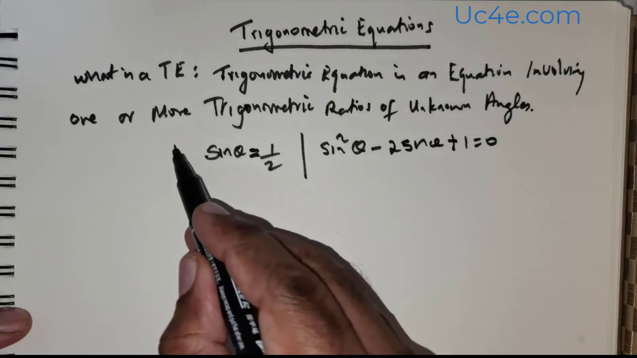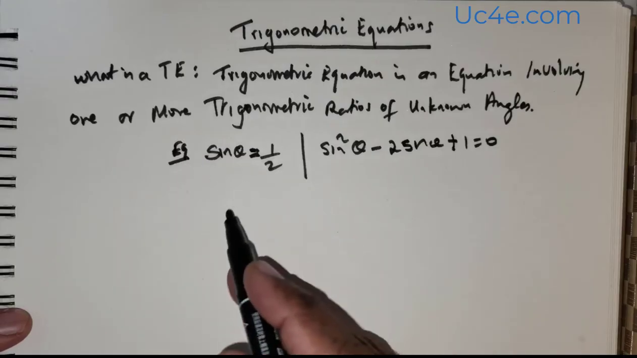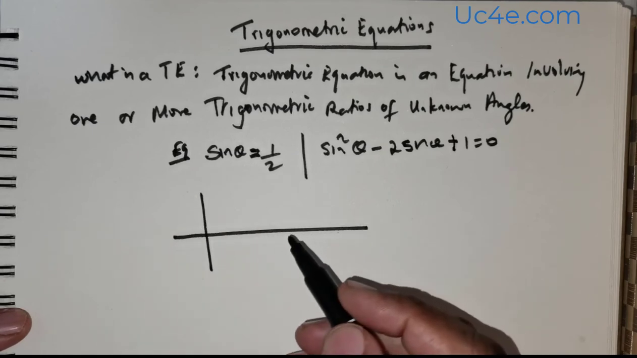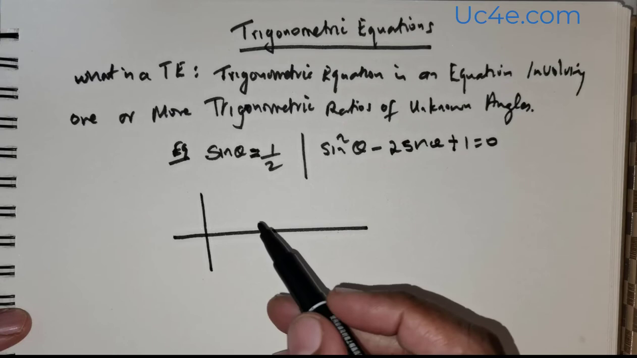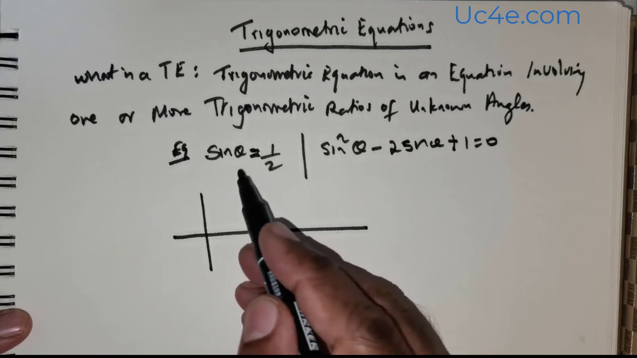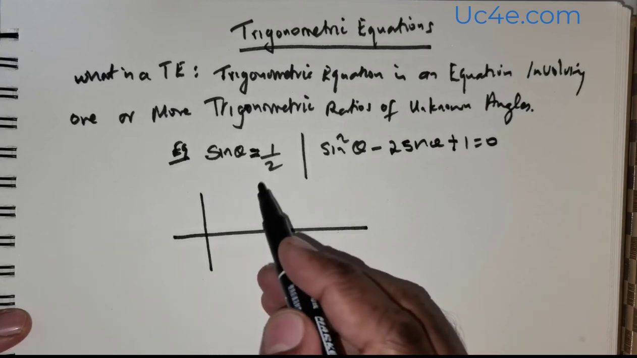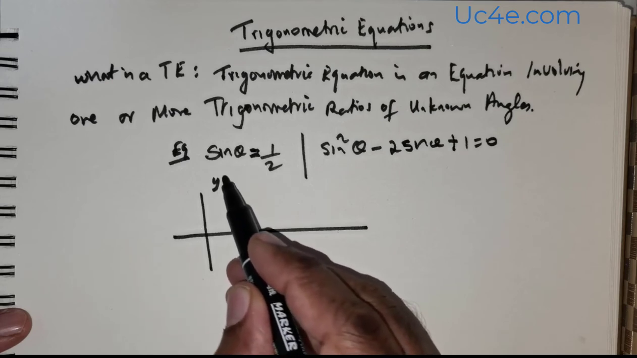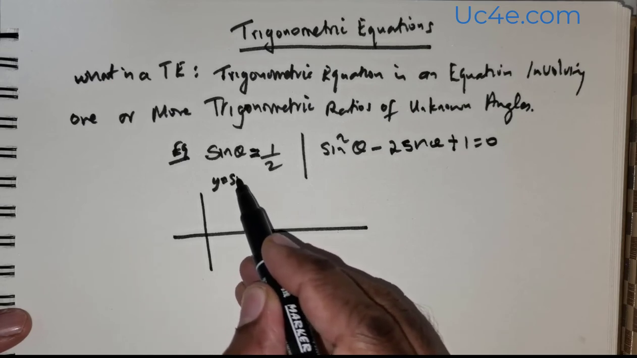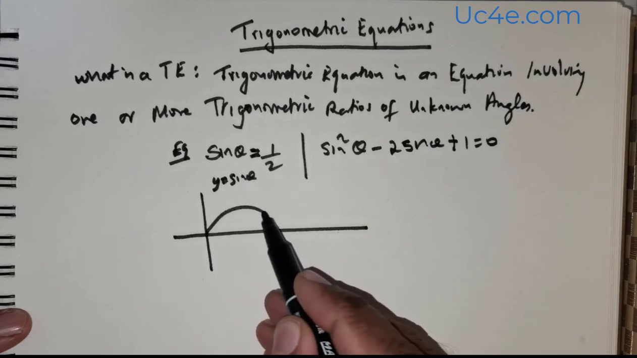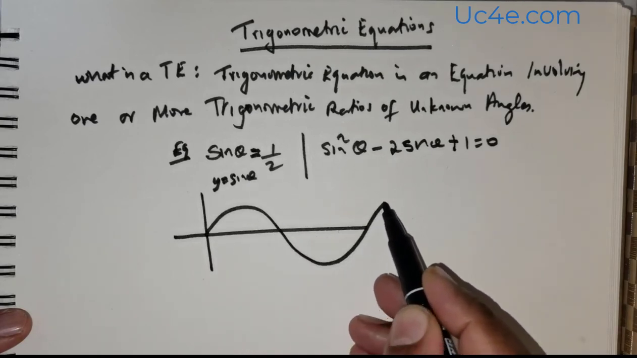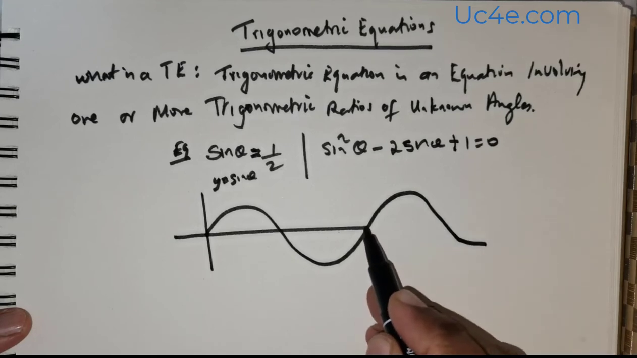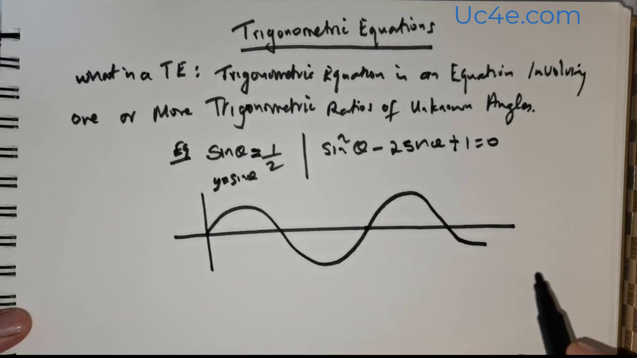I would like to take this to be an example. Sin theta is equal to 1 over 2. If we were to draw the graph of sin theta equal to 1 over 2, there are two parts here. One is the left hand side and the other is the right hand side. First, let me draw the graph for sin theta, say y equals sin theta. So that graph would be roughly in this fashion. Alright, it would be a wave, right?